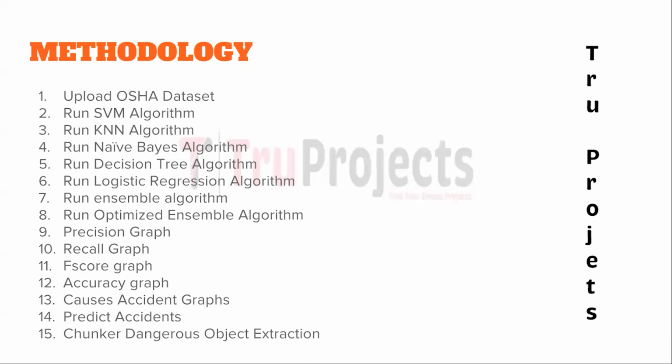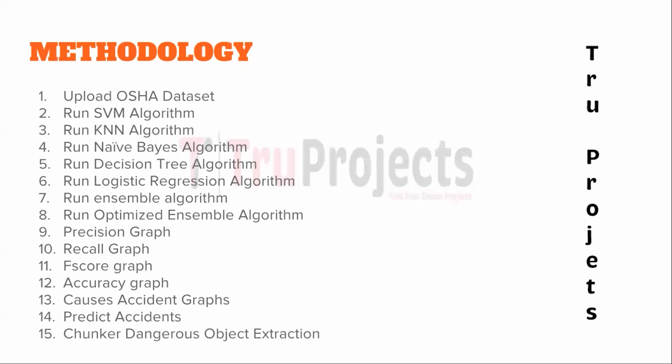And the 12th module is accuracy graph. This module involves generating the graph to evaluate the performance of the algorithms and the causes of accidents by using the accuracy metric. And the 13th module is cause accident graph. In this module, the graph is generated to find the performance of the accident causes. And the 14th module is predict accident module.